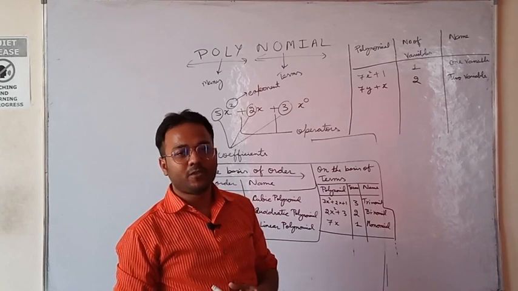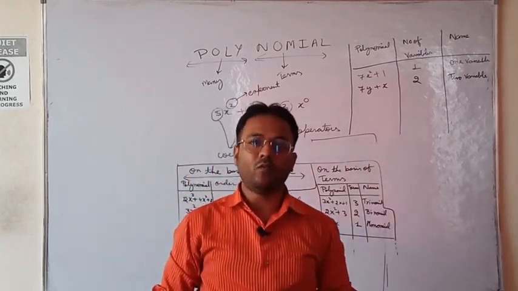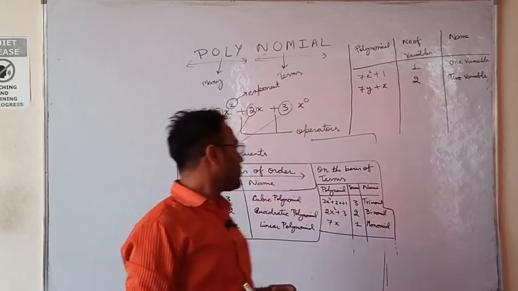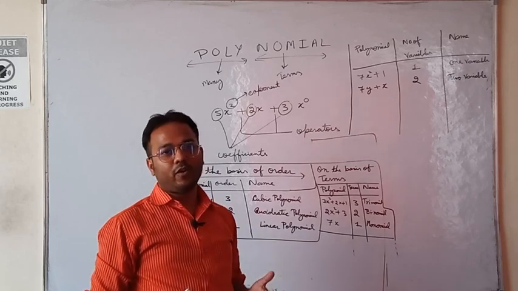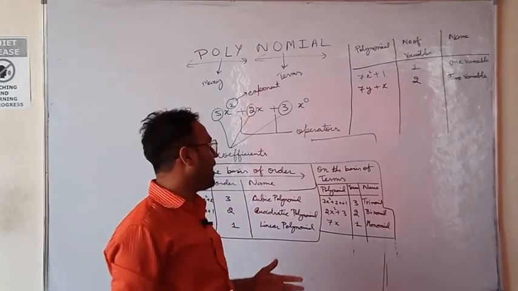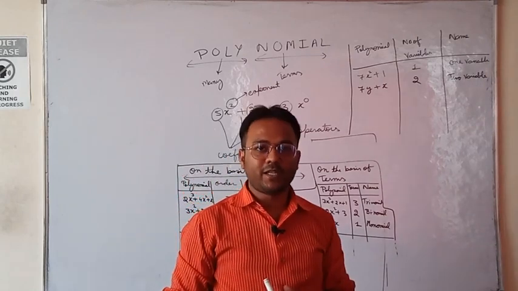I hope, students, you understand the concept of the polynomial. What is a polynomial? What is the order of the polynomial? And how to do the naming of the polynomial, meaning how you can identify by the name of the polynomial which kind of expression it is.